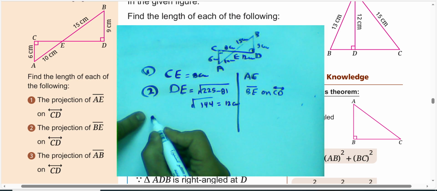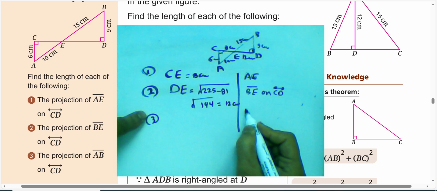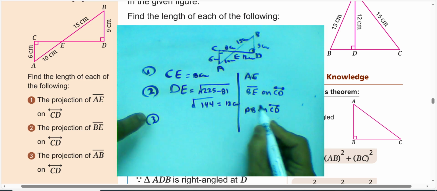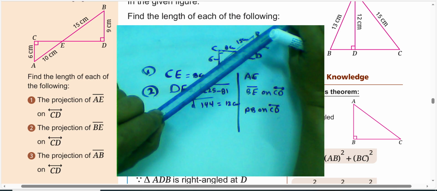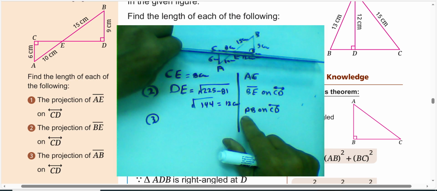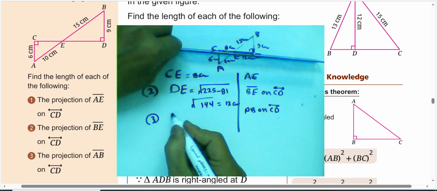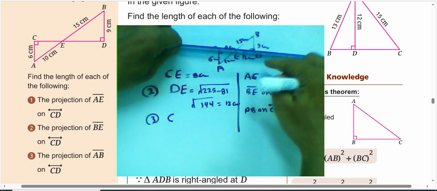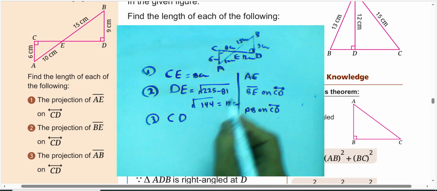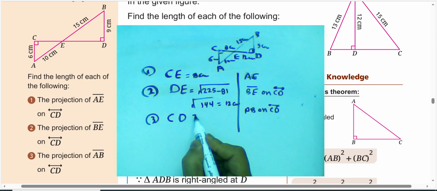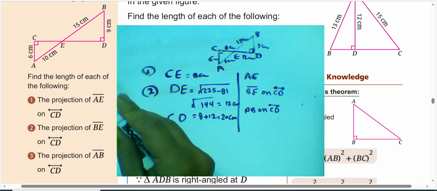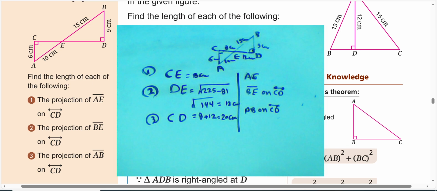This is question number 2. Question number 3, I want the projection of AB on CD. First, listen to me. I will start from point A. The projection of point A going to C, right? And the projection of point B going to D. Then we want to find the line segment CD. CD equals 8 plus 12 equals 20 centimeter.